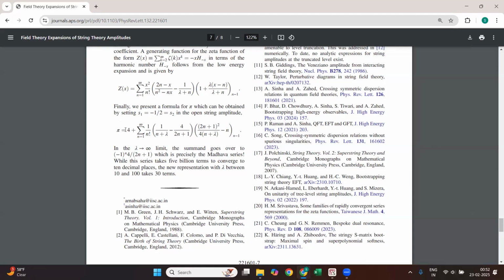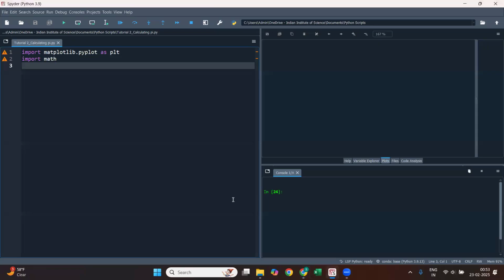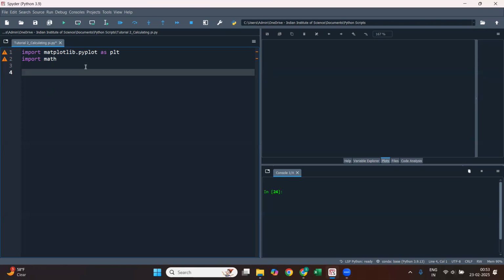So let's have a look and see if we are able to compute pi using this series, using the knowledge of list comprehensions that we have so far. So let's go to our Python IDE, Spyder, and I have imported the libraries for plotting as well as the math library. The math library we are going to use in order to get the actual value of pi. So let's say p equals math.pi. So this gives me the actual value of pi.